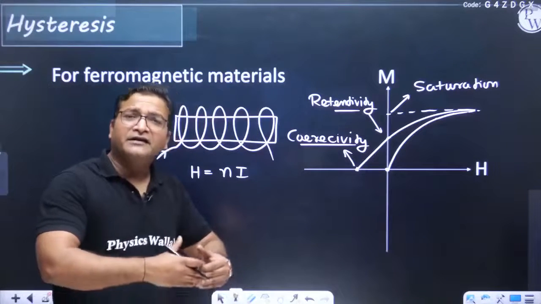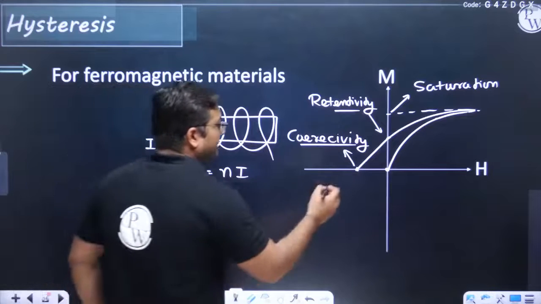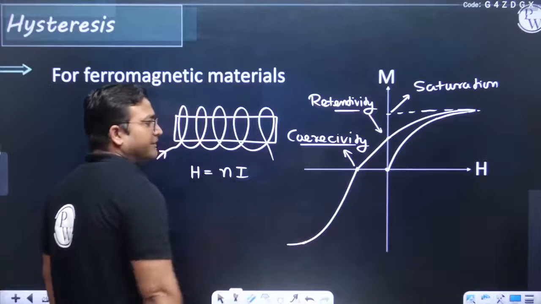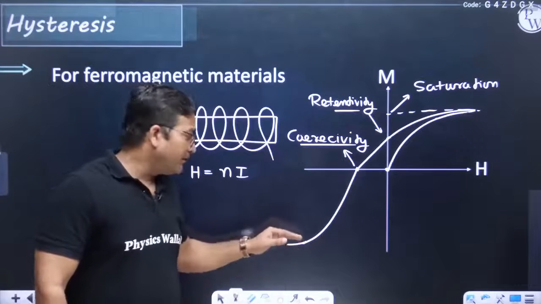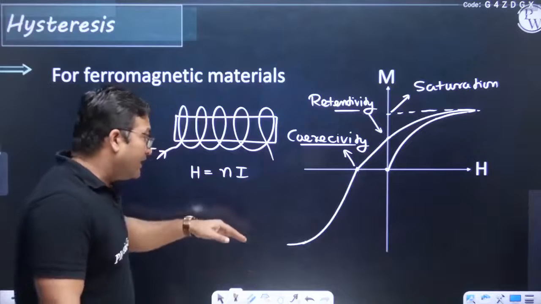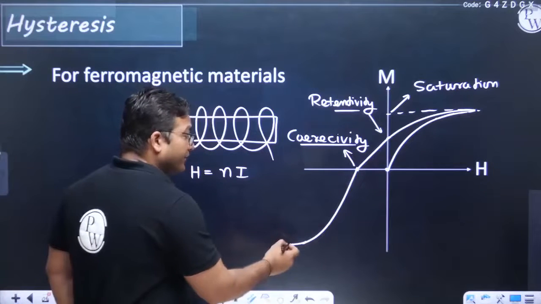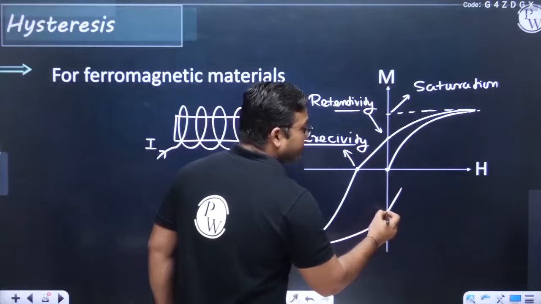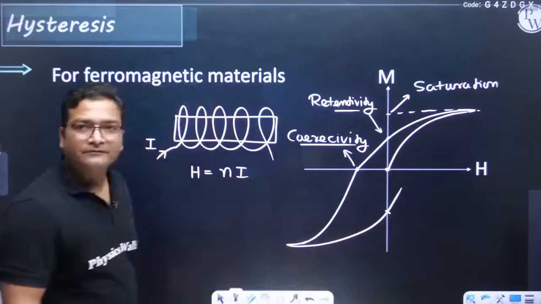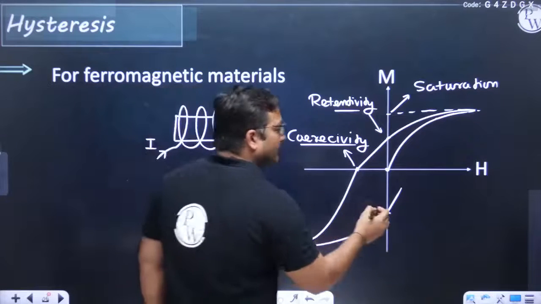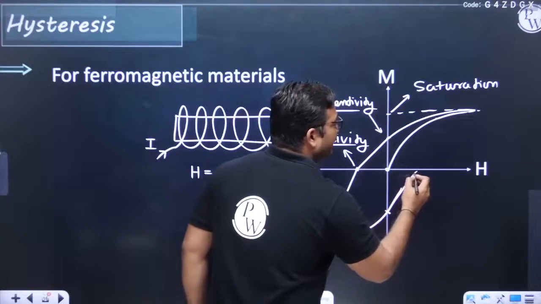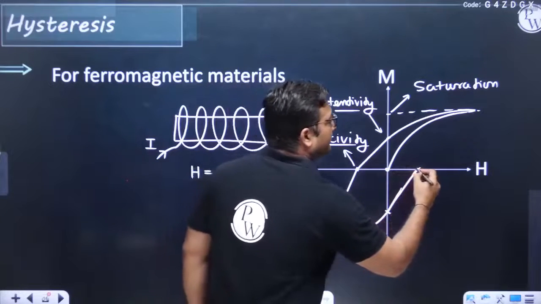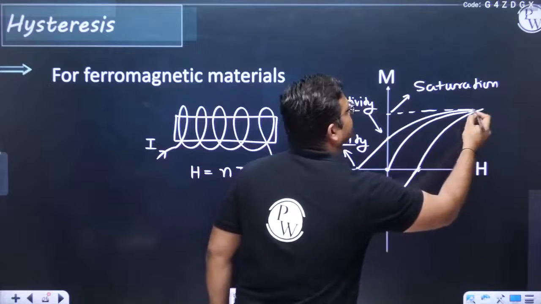Now if we keep on increasing the current in the negative direction, this material is magnetized in the opposite direction, and it is again saturated in the negative direction. And now if we make the current 0 again, we again see some magnetization is left, which is retentivity. Now a positive field again makes the net M 0, and when we make the current positive again, it saturates at some level.